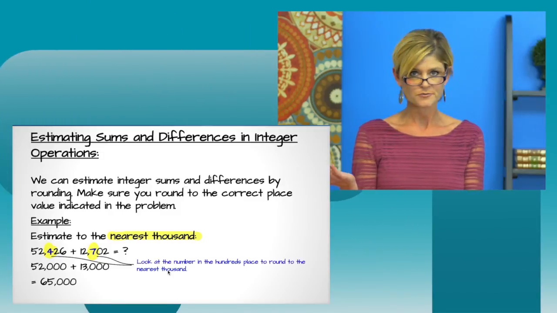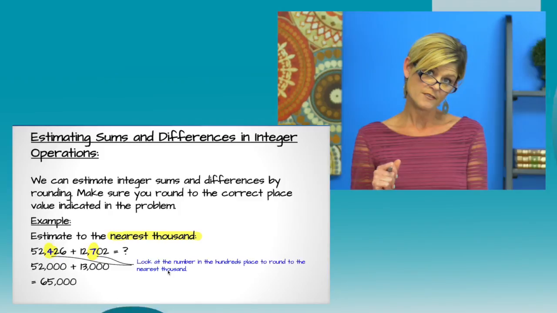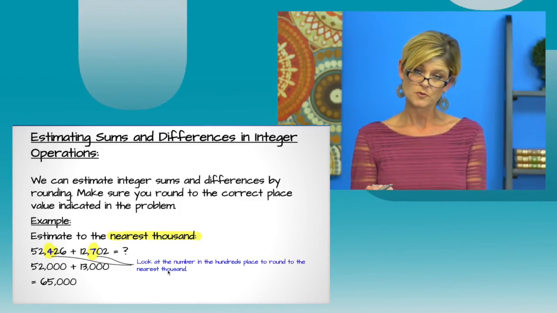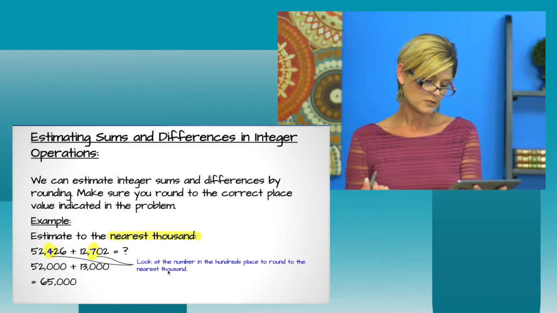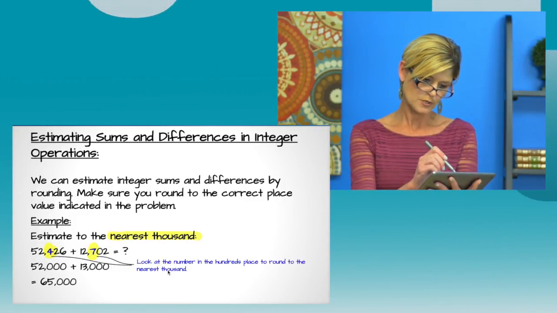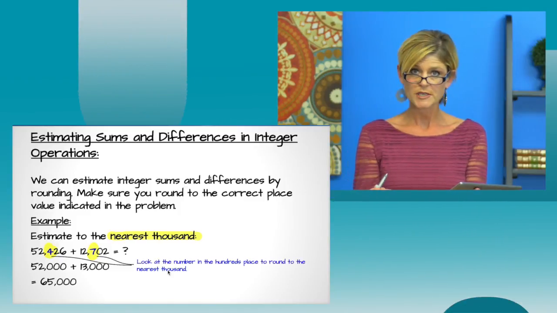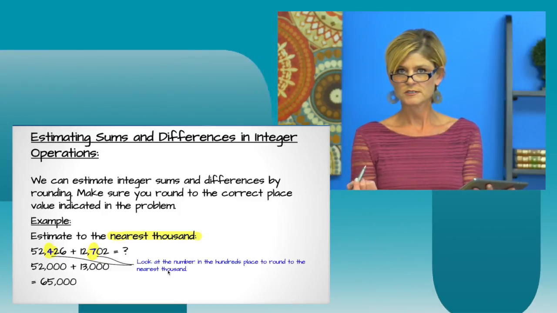So how do we round that 52,426? It just rounds to 52,000. Easy enough. How about 12,702? In this case, we've got a 7. Remember, 7 is going to round up, so our 12,702 is going to round to 13,000. Then we simply add 52,000 plus 13,000 gives us 65,000.